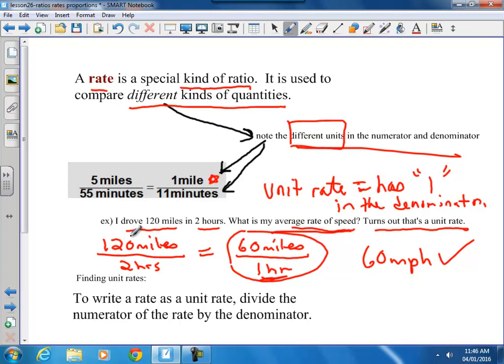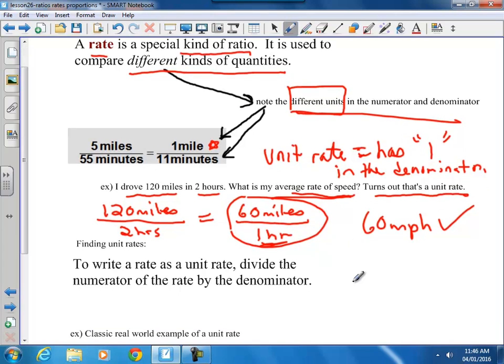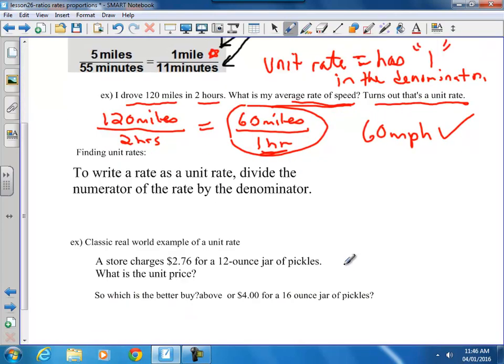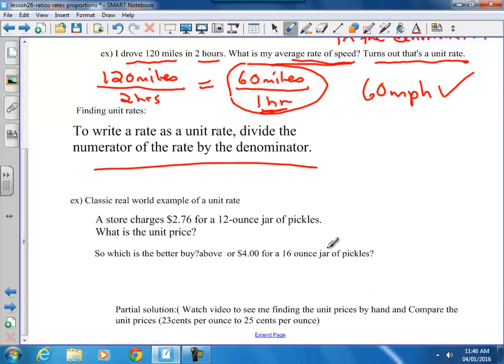So if I said 120 miles in 2 hours, and if I said find the unit rate, you would say 60 miles per 1 hour. Always trying to get 1 in the denominator when you're looking for a unit rate. And again, I reiterate that here. So let's use our knowledge of unit rates to tackle this word problem.